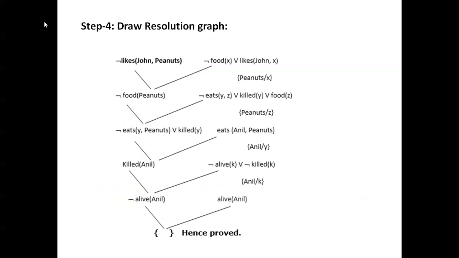Step four: ¬likes(John, peanuts) and ¬food(x) ∨ likes(John, x), and food(peanuts); eats(y, z) ∧ ¬killed(y) → food(z); eats(Anil, peanuts); alive(Anil); ∀k ¬alive(k) ∨ ¬killed(k). Then alive(Anil), and finally the two are equal, alive(Anil). Hence it is proved. So drawing the resolution graph is completed.